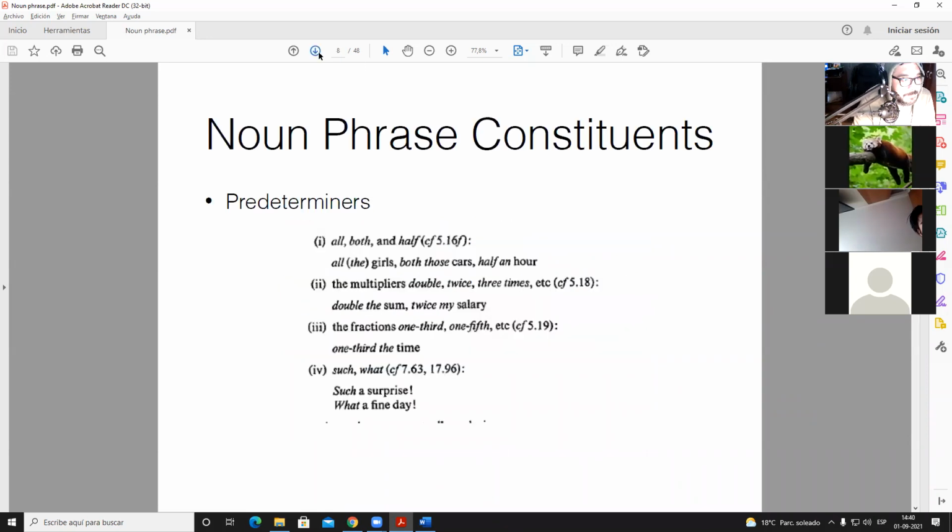Okay. Then we talked a little bit about predeterminers, and as you can see, most of them are quantifiers. Let's remember that determiners is not a word class, but an umbrella term for different word classes. So inside of determiners, we will have articles, possessive determiners, demonstrative determiners, quantifiers, and then numbers.